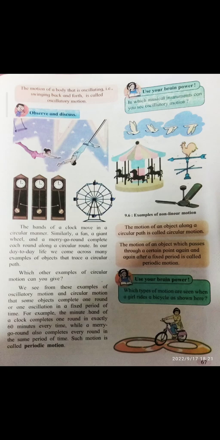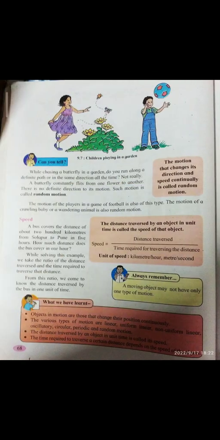For example, the minute hand of a clock completes one round in exactly 60 minutes every time. A merry-go-round also completes every round in the same time. Such motion is called periodic motion.